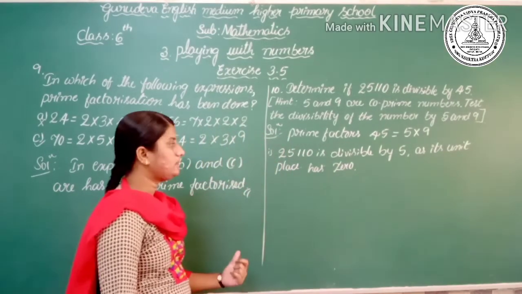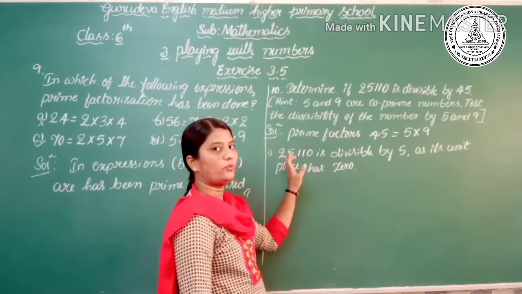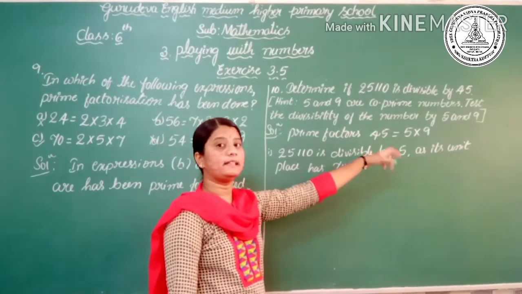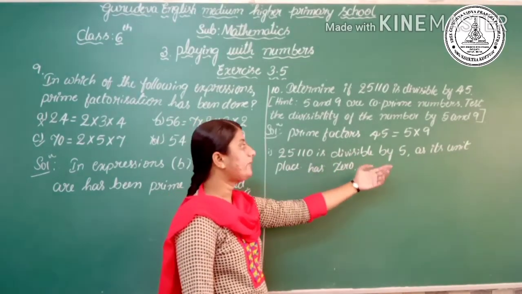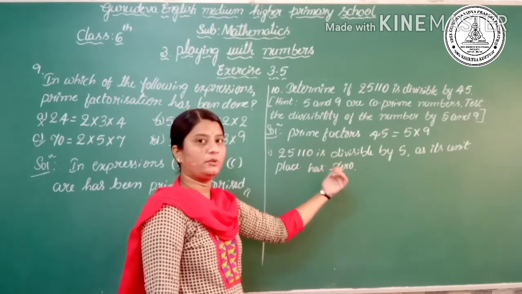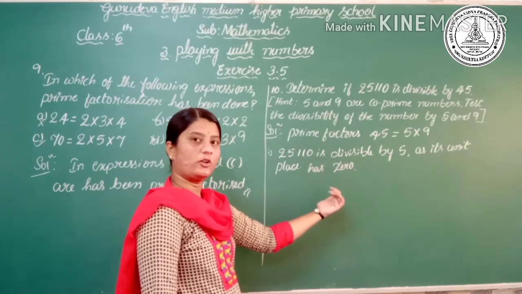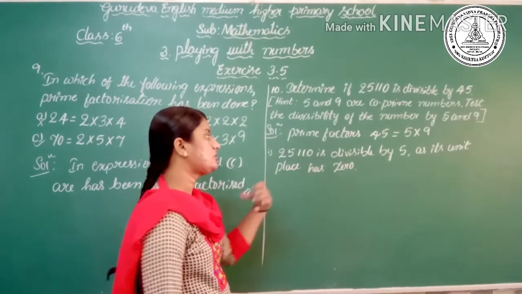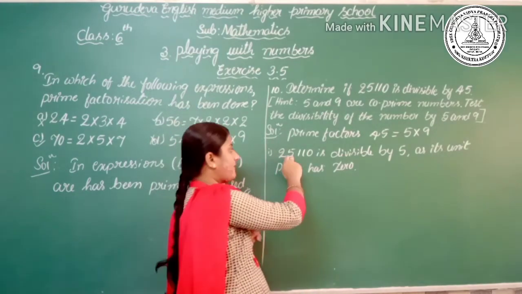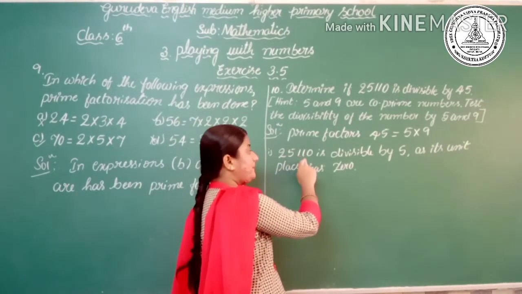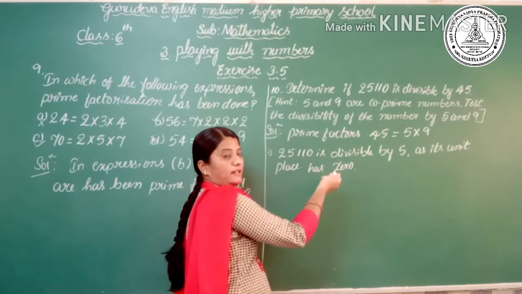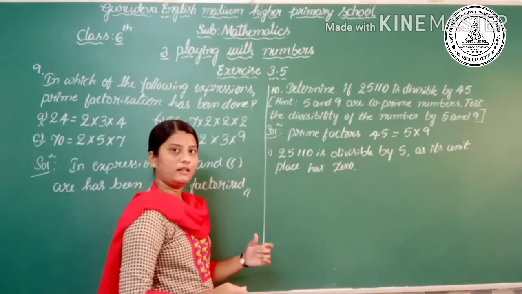Okay, then similarly, is 25,110 divisible by 9 or not? If the sum of the digits of a number is a multiple of 9, then it is divisible by 9. Let's check here. 2 plus 5, 7. 7 plus 1, 8. 8 plus 1, 9. 9 plus 0, 9. Yes, it is also divisible by 9.